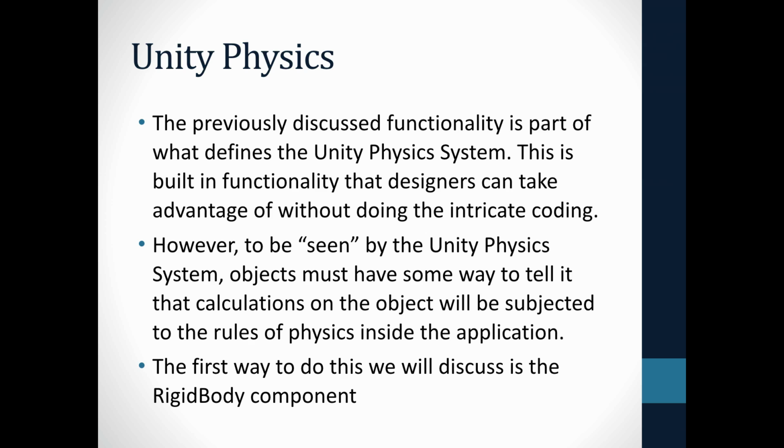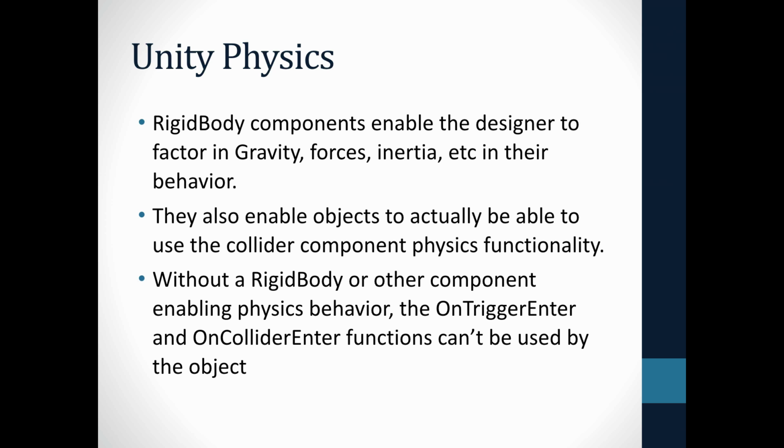Okay? However, to be seen by the Unity physics system, objects must have some way to tell it that the calculations on the object will be subjected to the rules of physics inside of the application. You do not necessarily have to do this with some things, but we're going to talk about something called a rigid body. Now, what is a rigid body? Well, a rigid body enables a designer to factor in gravity, forces, inertia, etc. on the behavior of an object.